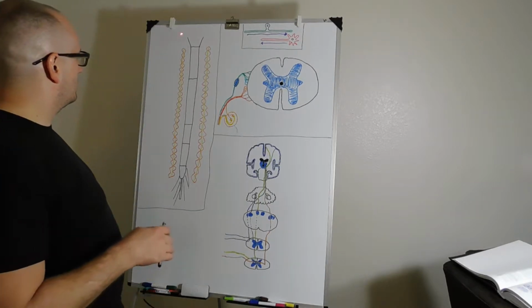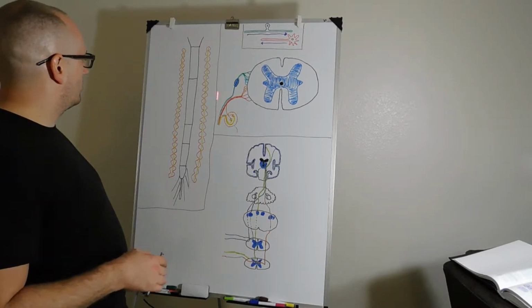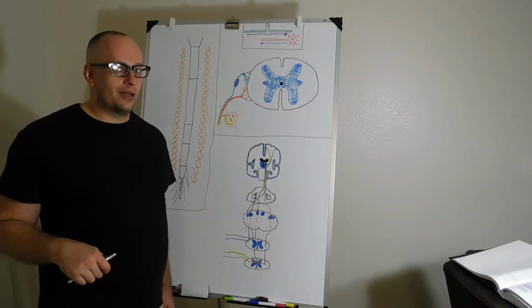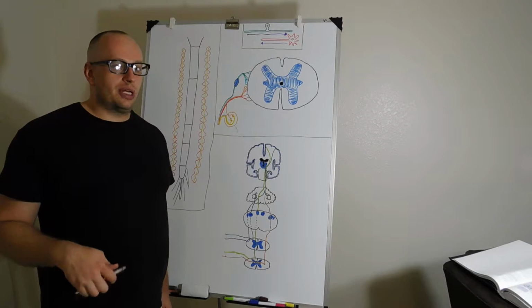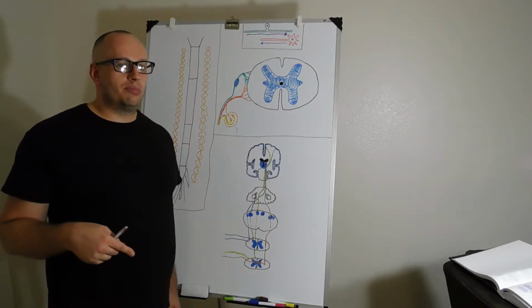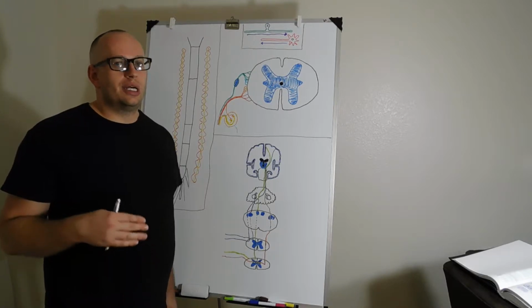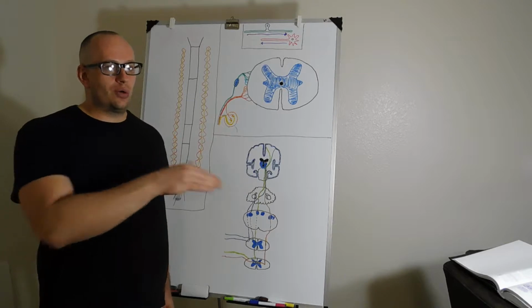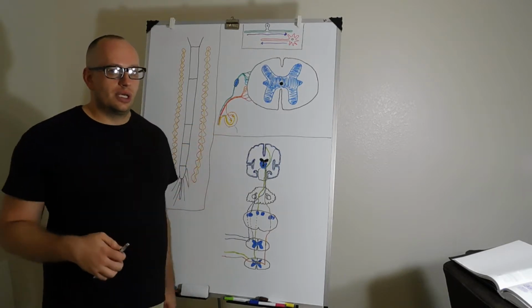Okay, now these lateral organs here are the sympathetic chain ganglia, and that is where the sympathetic preganglionic neurons synapse with the postganglionic sympathetic neurons, and then those postganglionic neurons go out to the target organs.